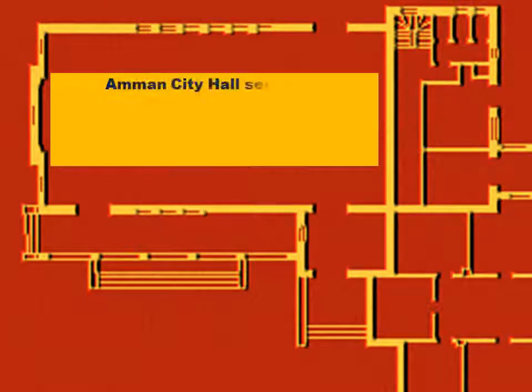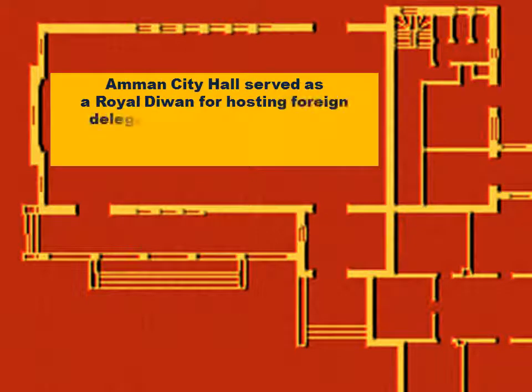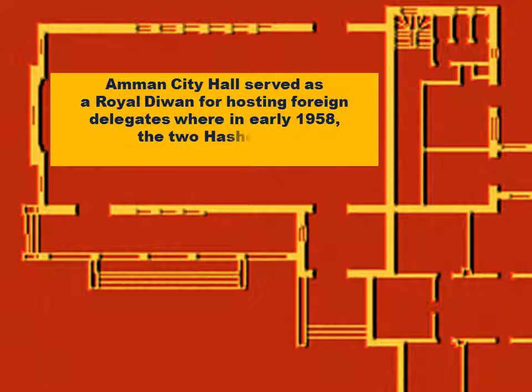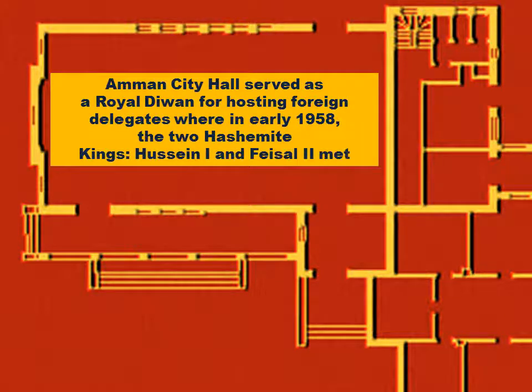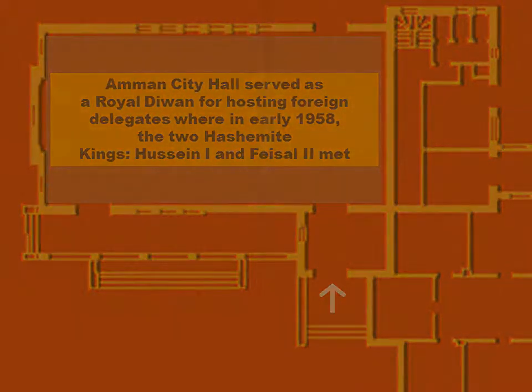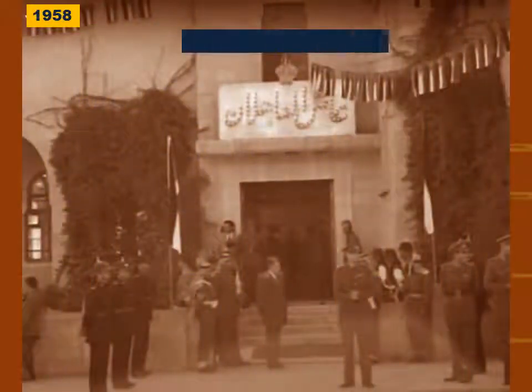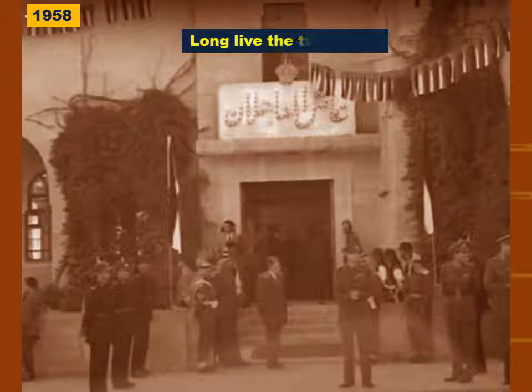Amman City Hall served as a royal dome for hosting foreign delegates, where in early 1958 the two Hashemite kings, Hussein and Faisal II, met. Long live the two kings.